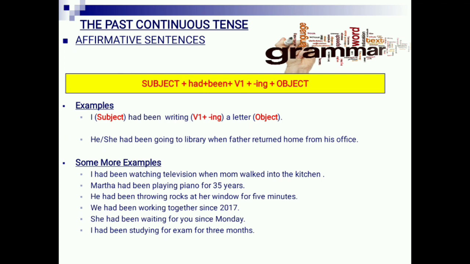Understanding, the action is happening in the past, but it had been going on continuously. We had been working together since 2017. To hum saath mein kaam kar rahe the, kab se, 2017 se. She had been waiting for you since Monday. Woh tumhari raah dekh rahi thi Monday se, last Monday se. I had been studying for exam for 3 months. Main 3 months se study kar raha tha. Understanding? I hope you understood where we can use past perfect continuous tense.